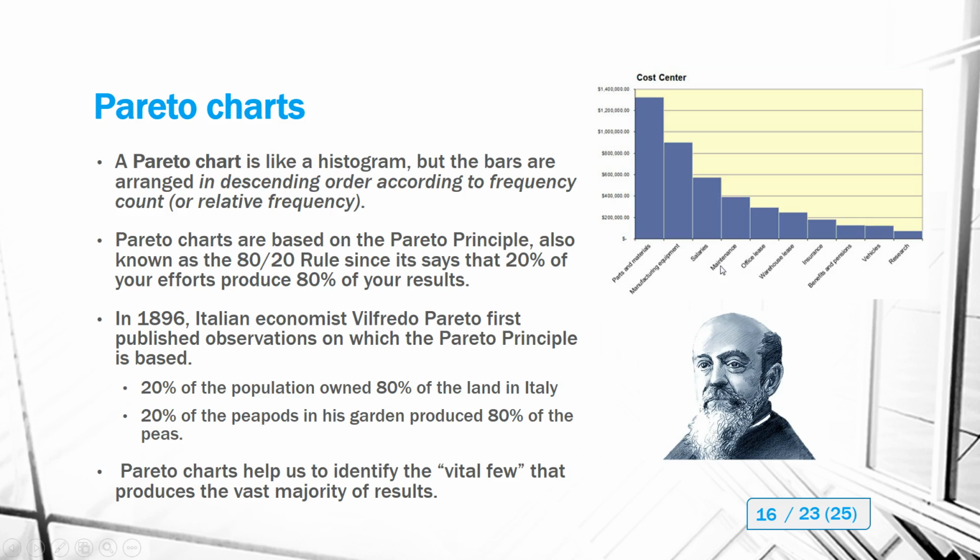So, for example, the chart here up at the top, here someone's looking at cost centers and saying, so what's costing us the most money? What are we spending our money on? And so we make a Pareto chart and we say, okay, here are all the different costs, and we arrange them in descending order from greatest to smallest.